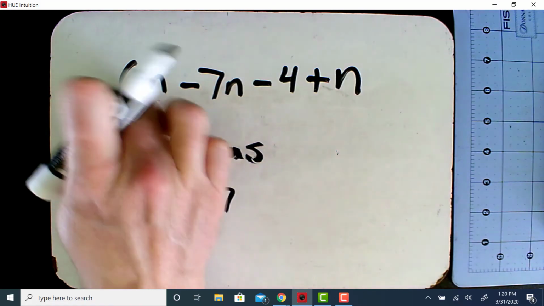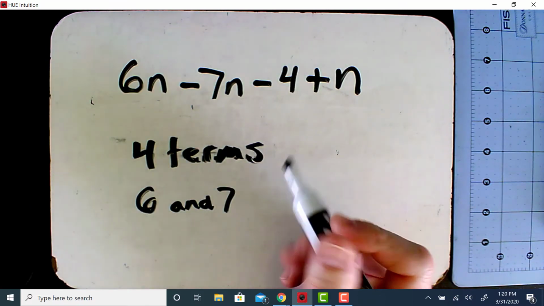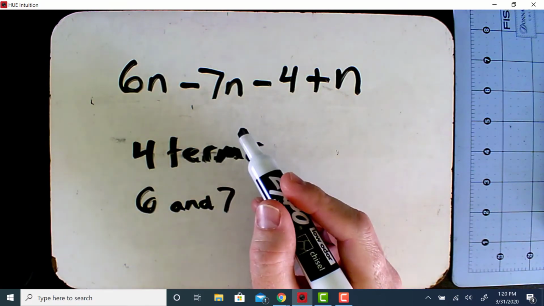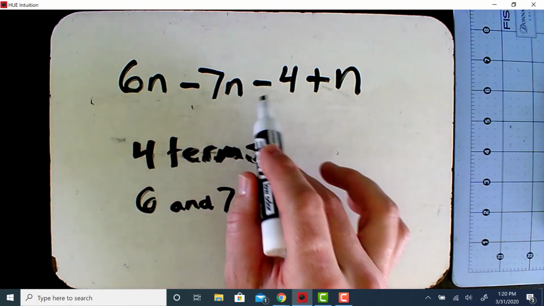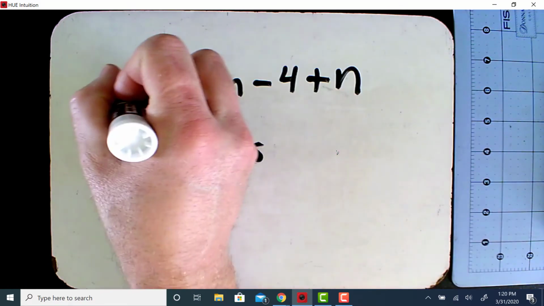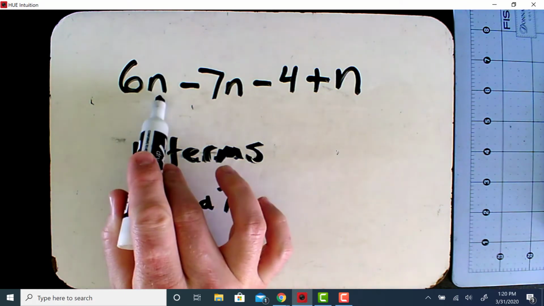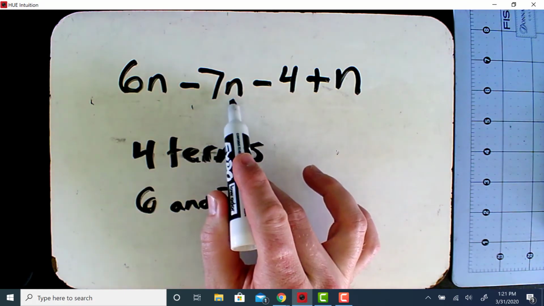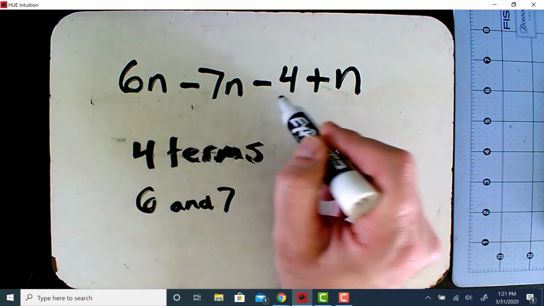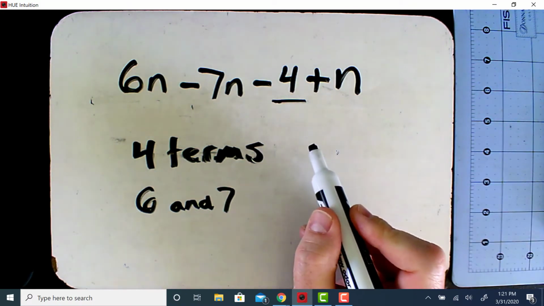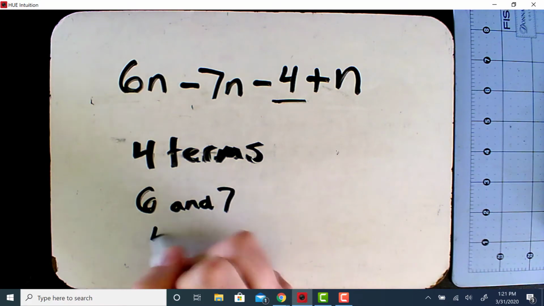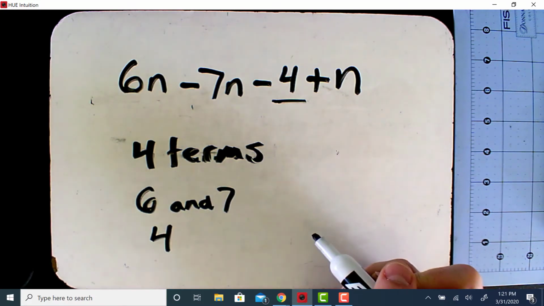Now next, let's talk about constants. Do I have any constants in this expression? Well, 6n minus 7n minus 4 plus n. This one doesn't have a constant because it's got a variable. Also no constant because there's a variable. But 4 is a number all by itself, so yes, it's a constant. So my constant in this one would be 4.